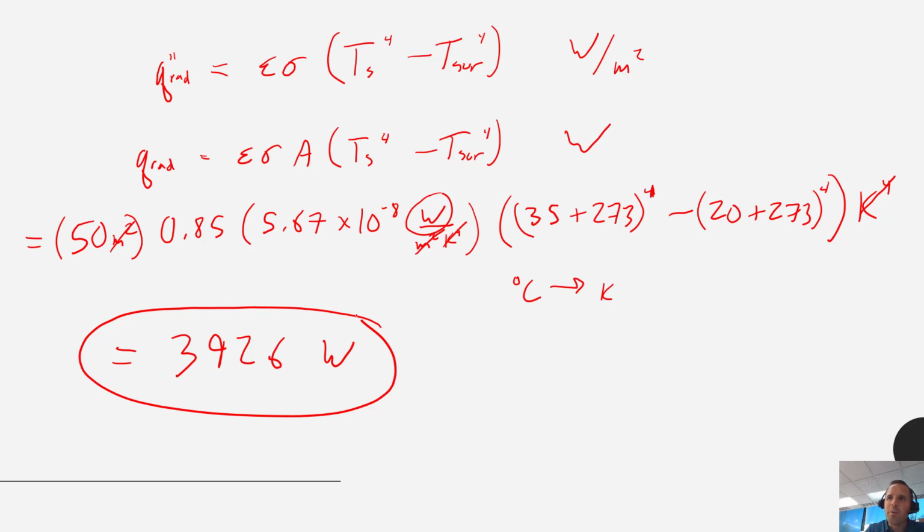Just as a point of comparison and maybe as a little bit of a sanity check, we did a convection problem, a very similar problem with even the same temperatures, and I believe we got a rate of heat loss of 7,500 watts from convection. So it's good to know that these are at least on the same order of magnitude, which is a nice sanity check that we probably are getting these about right.